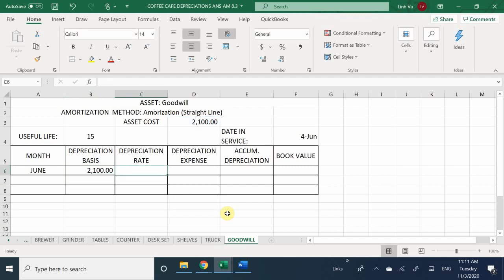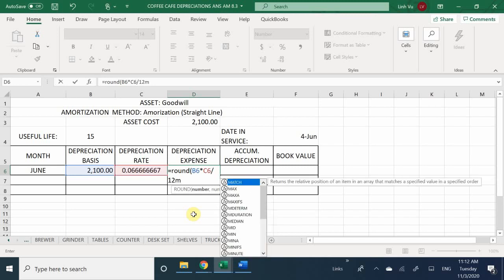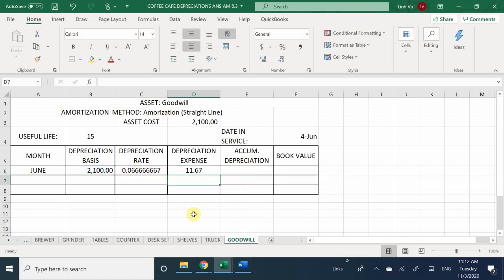Okay. So what's your depreciation rate going to be this time? 0.0666666667, somewhere in there. Yeah, good. Right? 1 divided by 15 gives you that. Right? 11.67. Okay, hold on. So equal, round. Depreciation. I did that right? Yes, you did. 11.67 is correct.